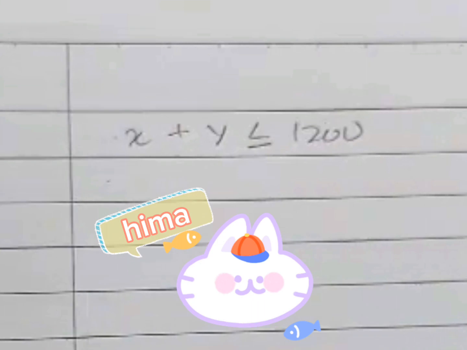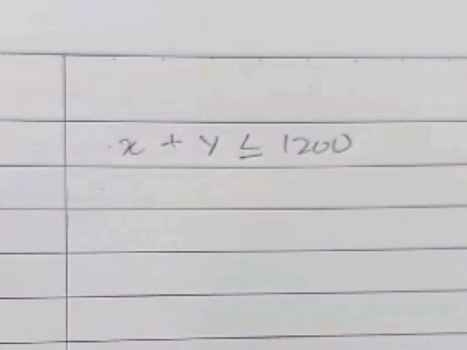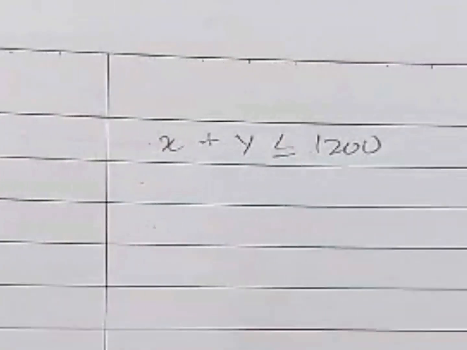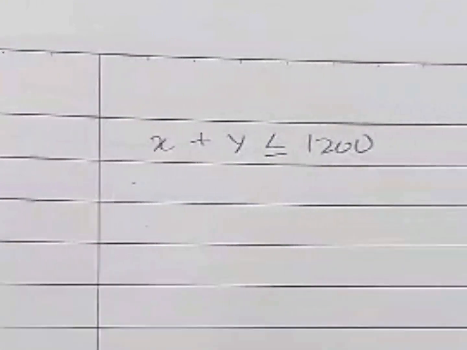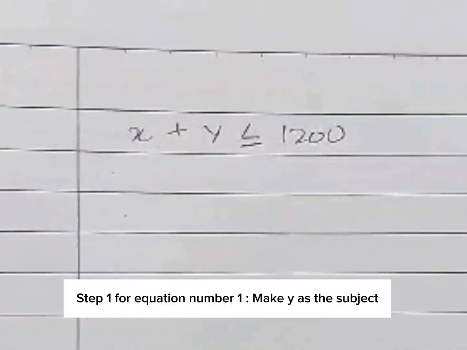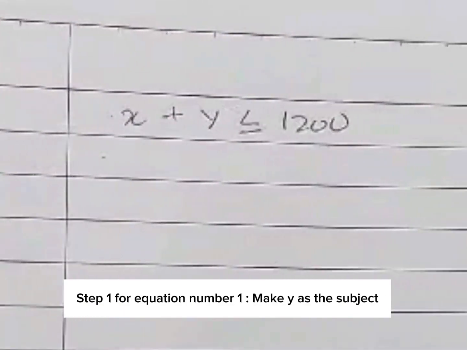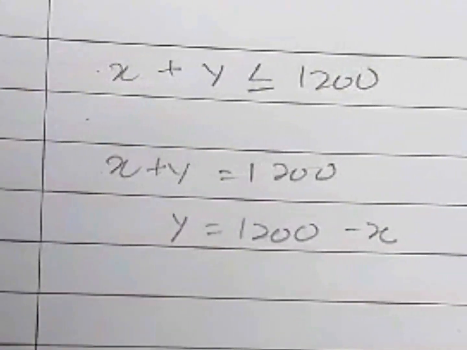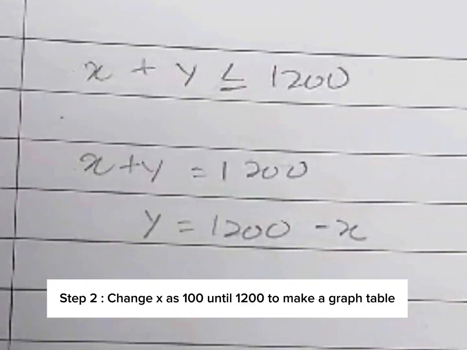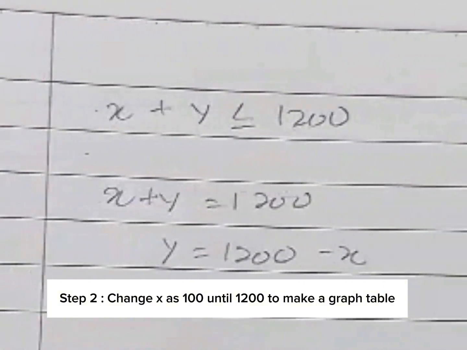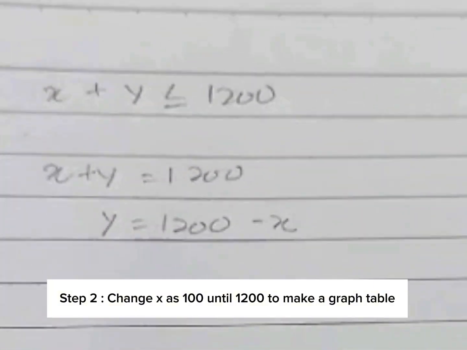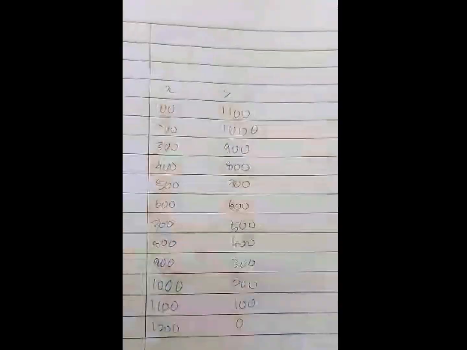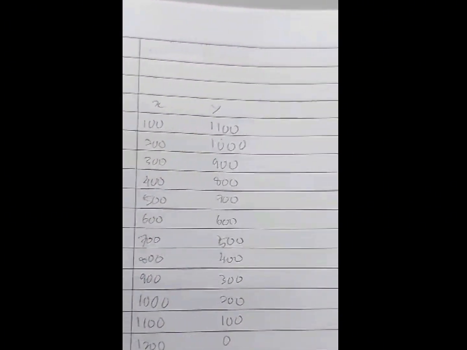I want to show how to calculate and collect data based on the equations that were the answer for the first question. The equation is X plus Y is less than or equal to 1,200. So what we need to do is make sure that Y is on one side. It is going to be Y equal 1,200 minus X. And I change X, I assume that X is 100 until 1,200. And this is my table and data for how I plot the graph.